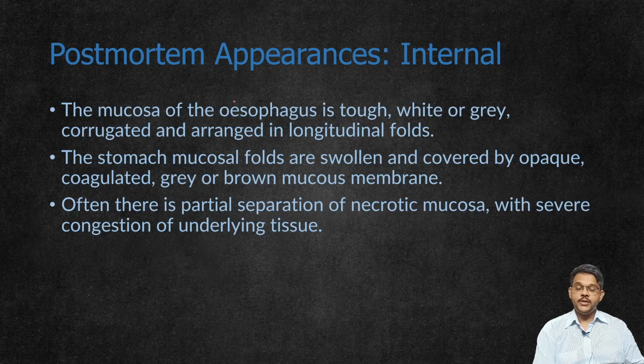Then coming to internal changes, the mucosa of the esophagus becomes tough, white or grey, corrugated, and arranged in large longitudinal folds. The stomach mucosal folds are swollen and covered by opaque, coagulated grey or brown mucous membrane.